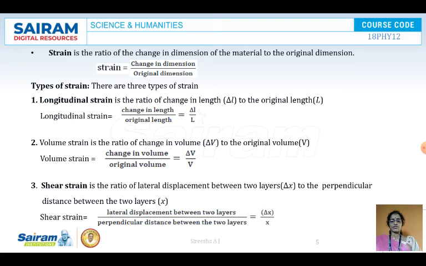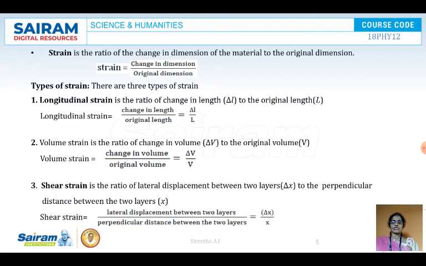Now we see the types of strain. Strain is the ratio of change in dimensions of a material to the original dimension. The strain is nothing but change in dimension by original length. There are three types of strains: longitudinal strain, volume strain and the shear strain. Longitudinal strain is the ratio of change in length to the original length.